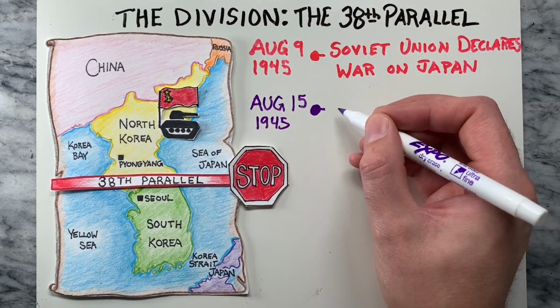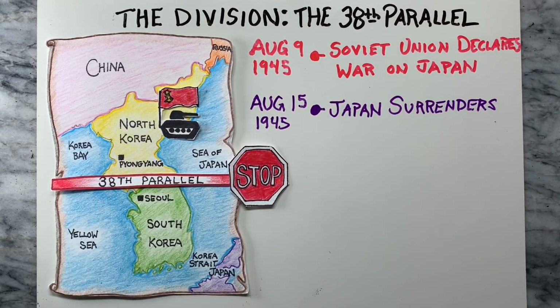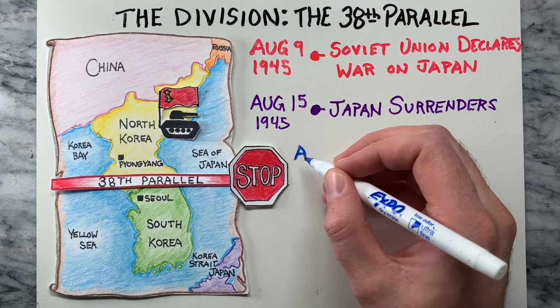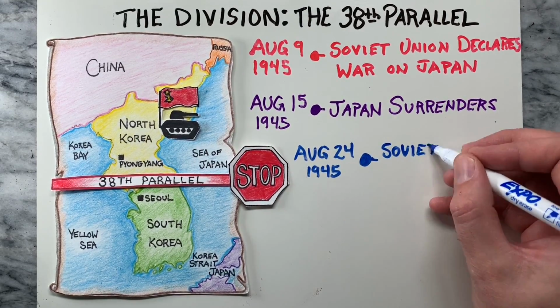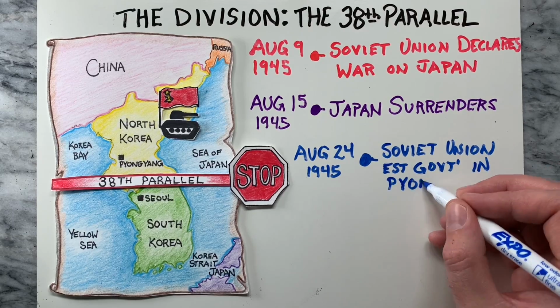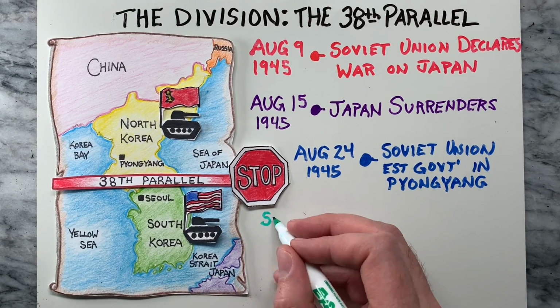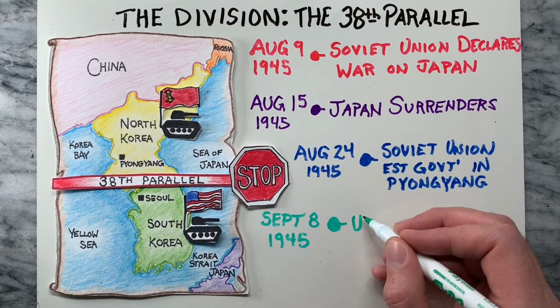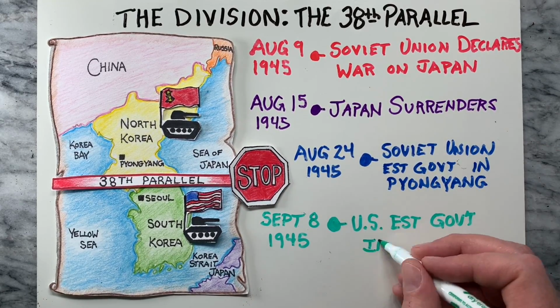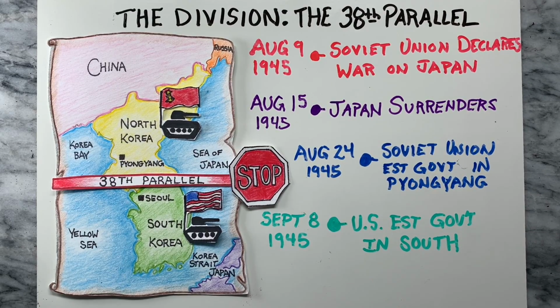When Japan announced its surrender on August 15th, Korea was divided into two zones of occupation. On the 24th of August, the Soviet Union Army entered Pyongyang and established a military government over Korea north of the parallel. American forces landed in the south on September 8th and established the U.S. Army military government in Korea south of the 38th parallel.